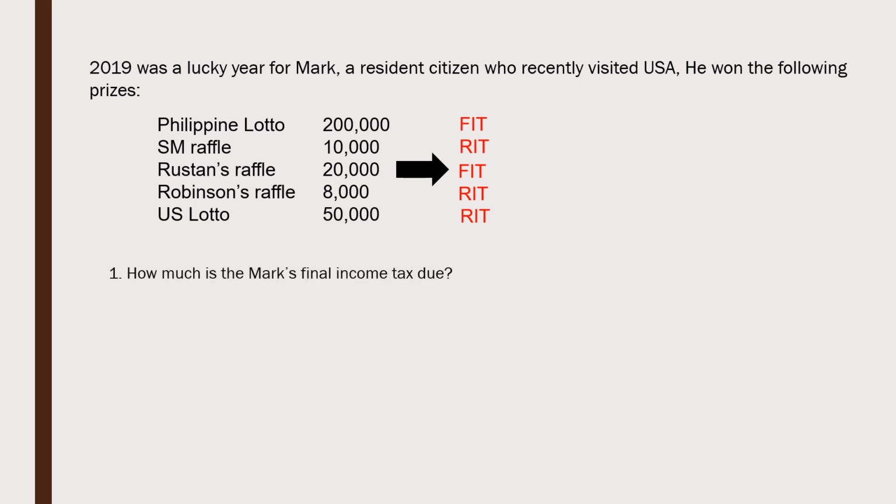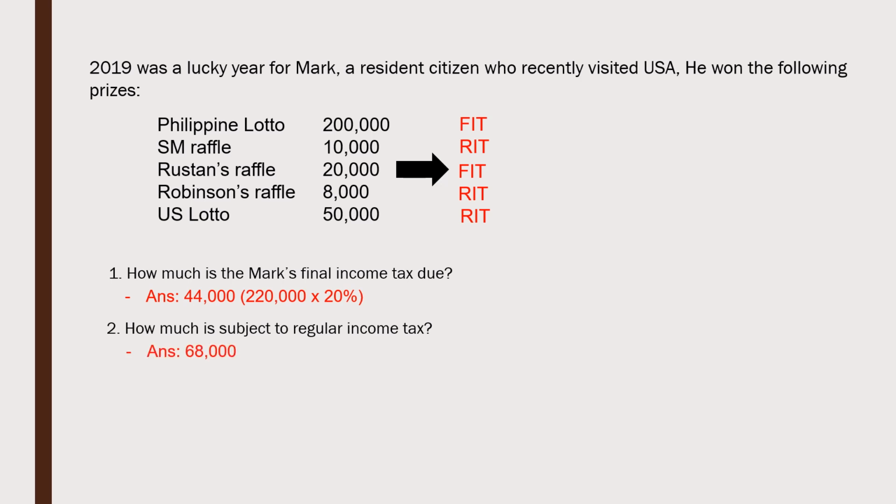So question number 1, how much is Mark's final income tax due? So we just follow our categories here. 220,000, that's 200 plus 20, that's 20%. So the answer is 44,000. How much is subject to regular income tax? That's 10 plus 8 plus 50, so 68,000.